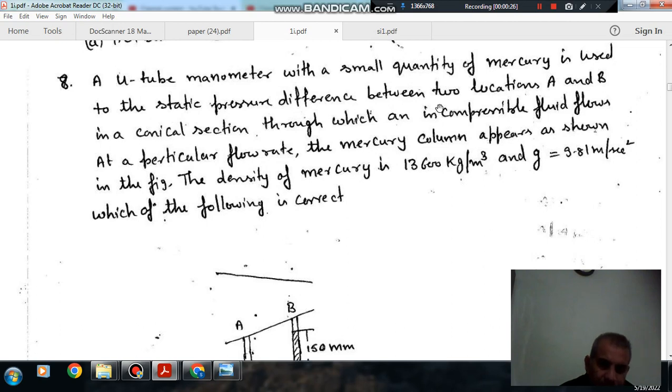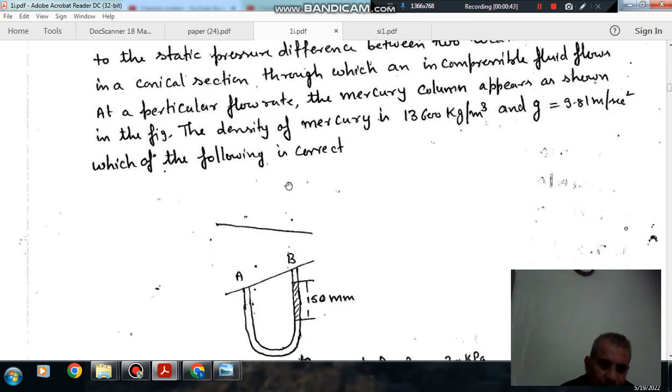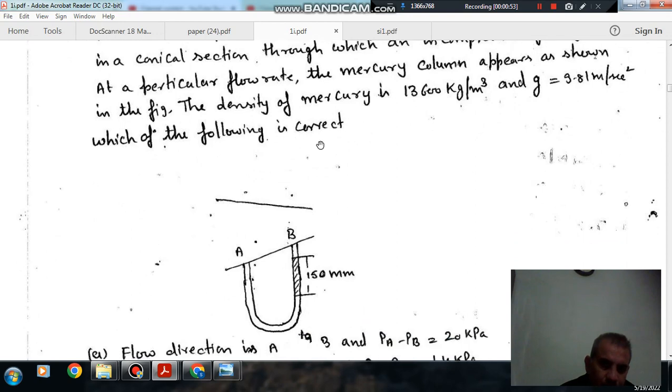measure a static pressure difference between two locations A and B in a conical section, through which an incompressible fluid flows at a particular flow rate. The mercury column appears as shown in the figure. The density of mercury is 13600 kilogram per meter cube and g is 9.81 meter per second squared. Which of the following is correct?